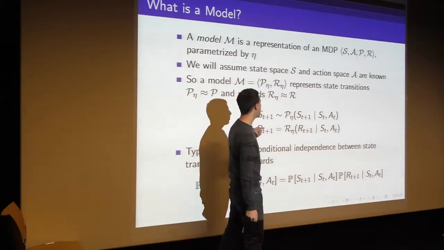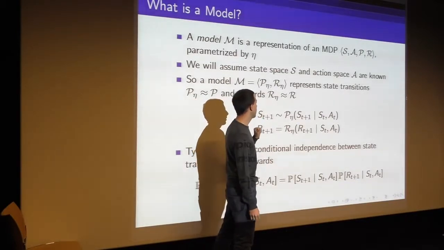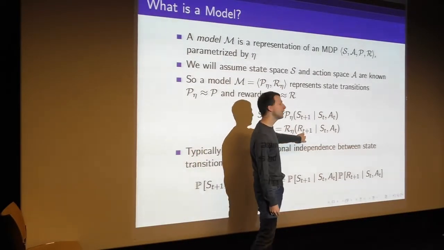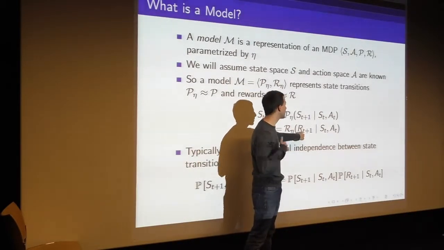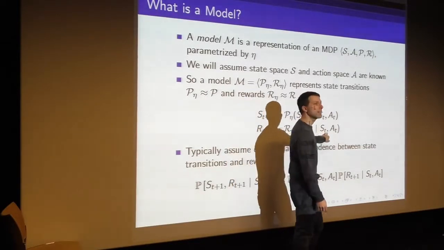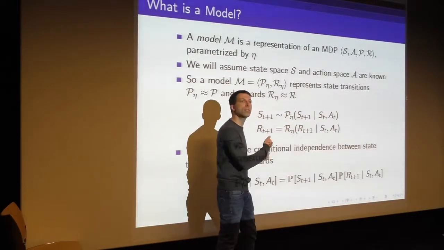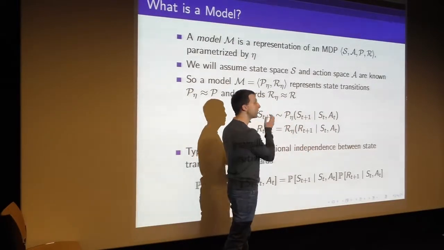But we also learn the rewards. So the reward function is basically just saying, what will the expected reward be at the next time step if I'm in some state and take some action. Both of these are one-step models. You can do longer timescales as well, but here we're talking about one-step models.